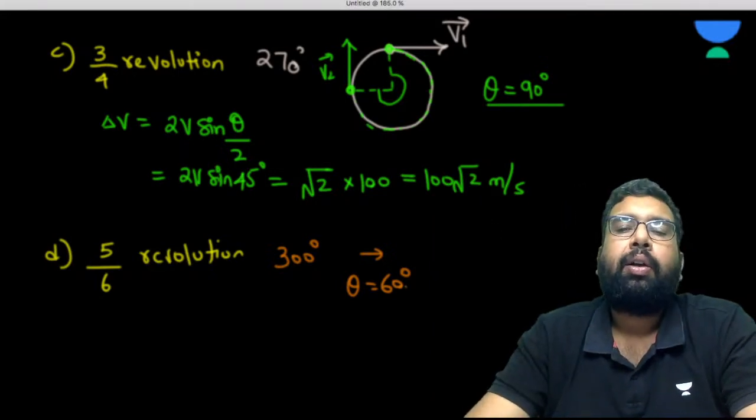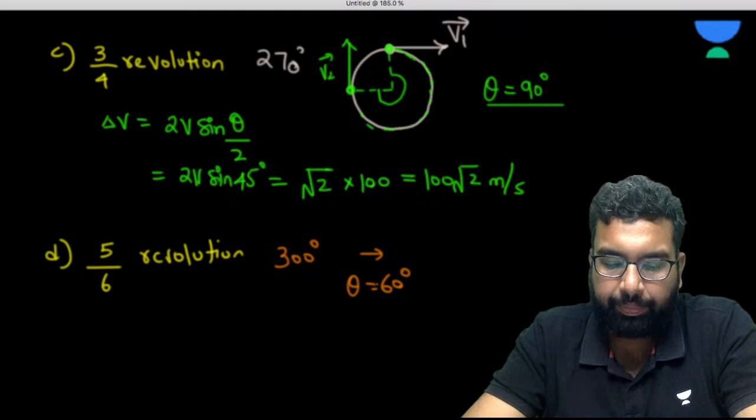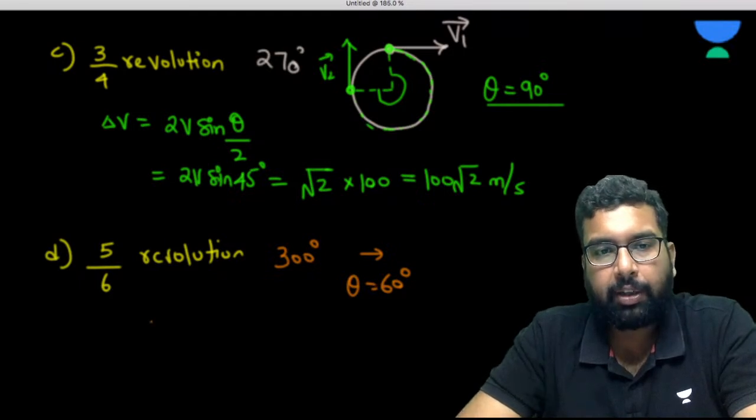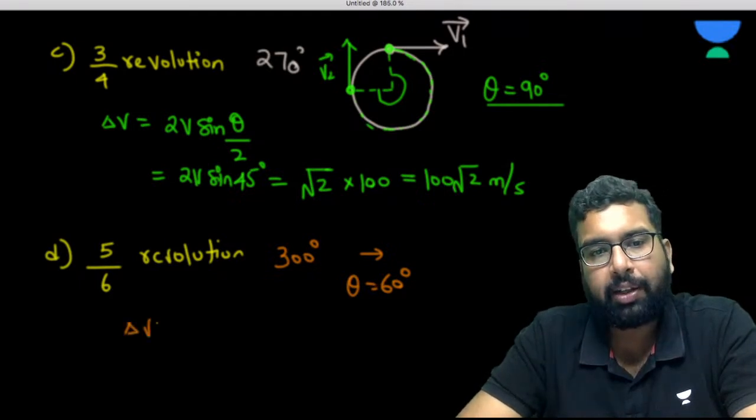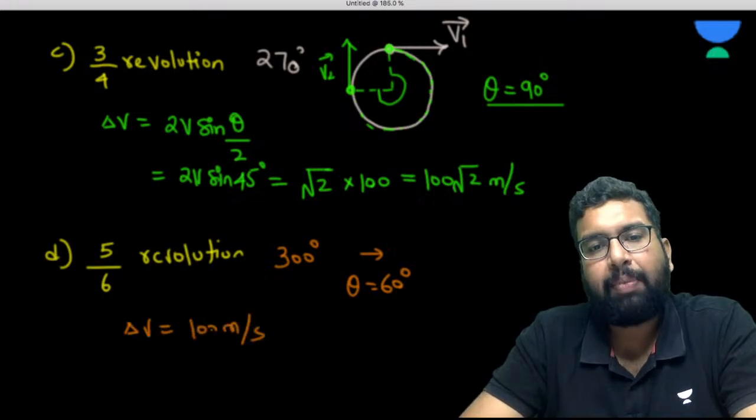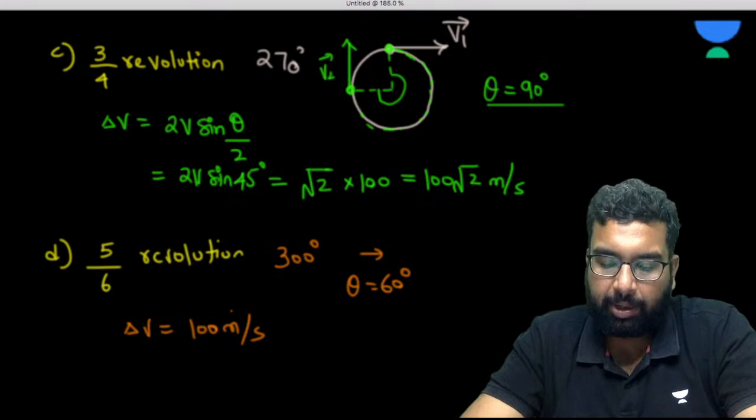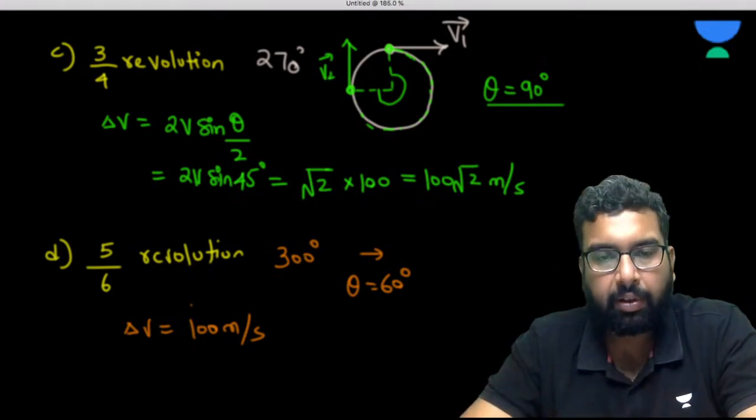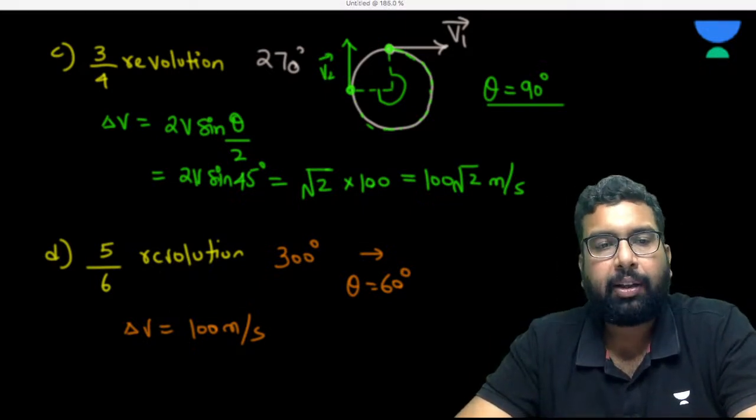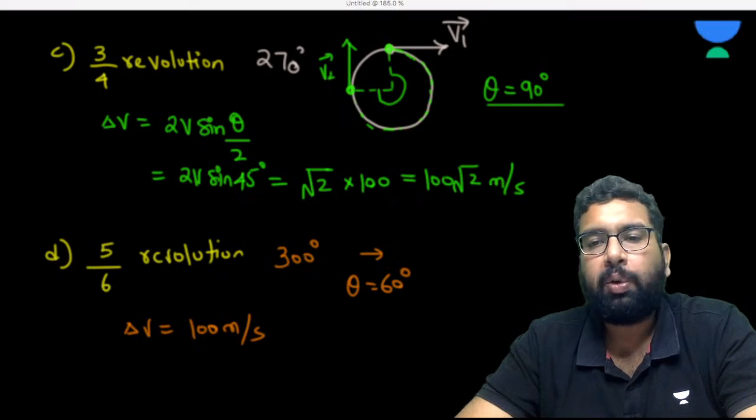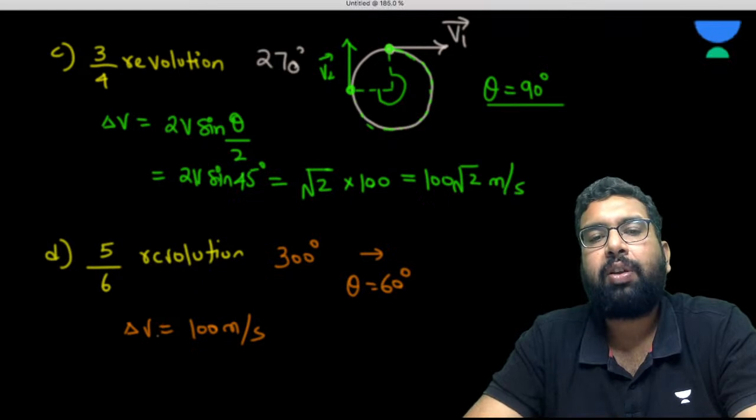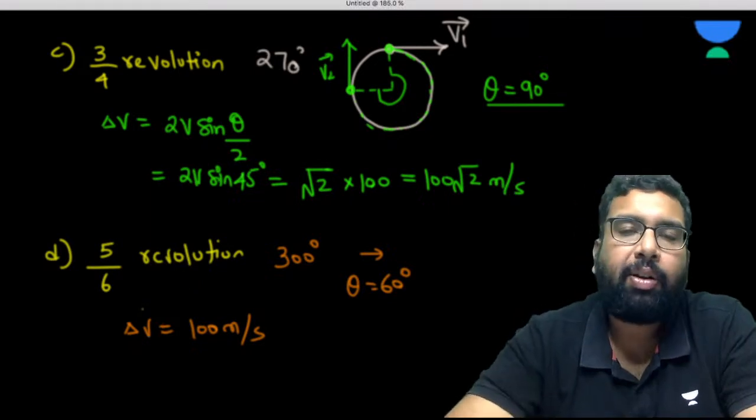Okay. So here theta is going to be 60 degrees. So what is the change in velocity? We know it is going to become 100 meter per second only, because when the angle between the vectors is 60 degrees in uniform circular motion, the magnitude of the resultant is equal to that uniform speed itself. So the change in velocity is going to be 100 meter per second.